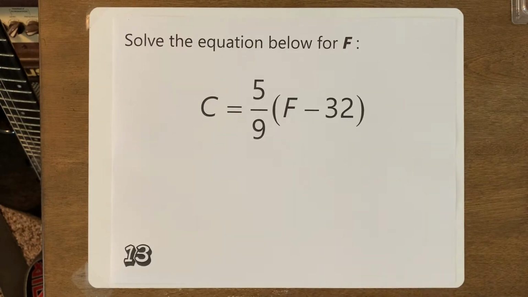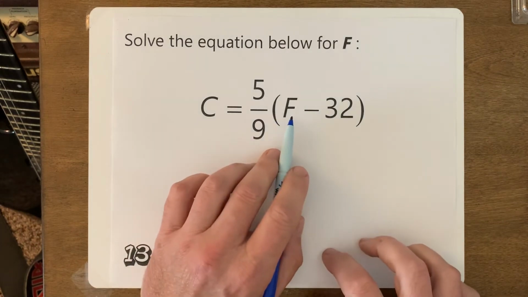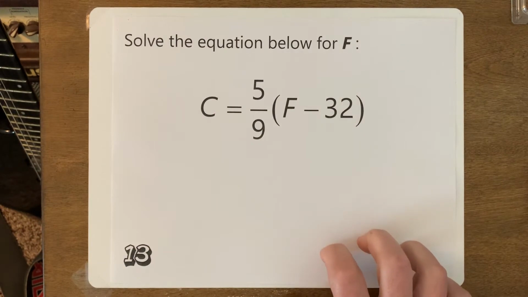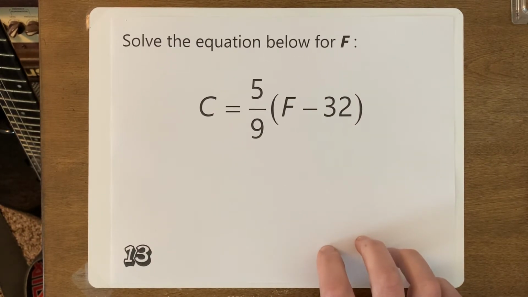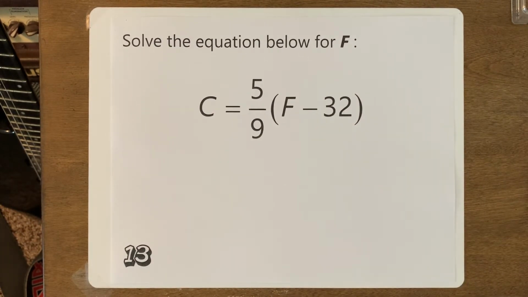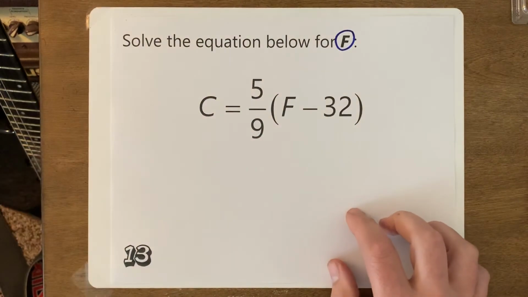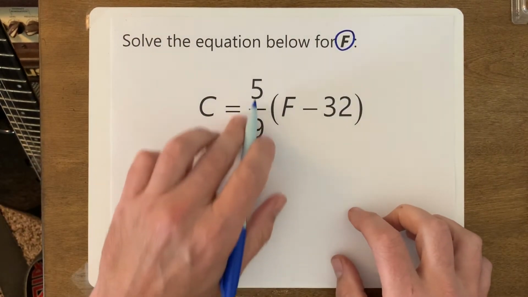All right, here's a very useful one. Here we have the formula that converts Celsius and Fahrenheit. Here, if I plug in a Fahrenheit degree measure, I'm going to get a Celsius measure back. And so this is going to allow me to plug in a Celsius and get the Fahrenheit back. So I want to get F by itself, Fahrenheit. So what I want to do is get rid of this 5/9 first.